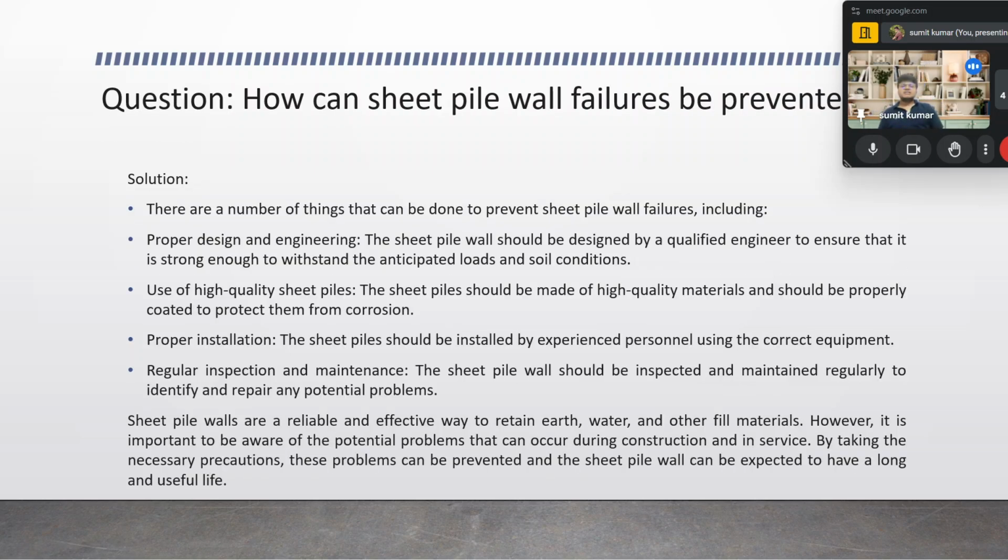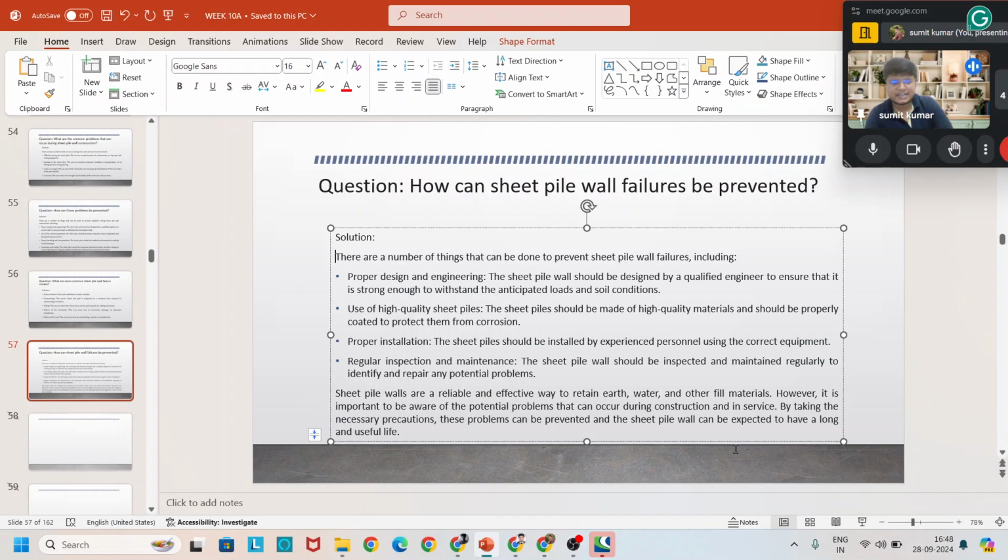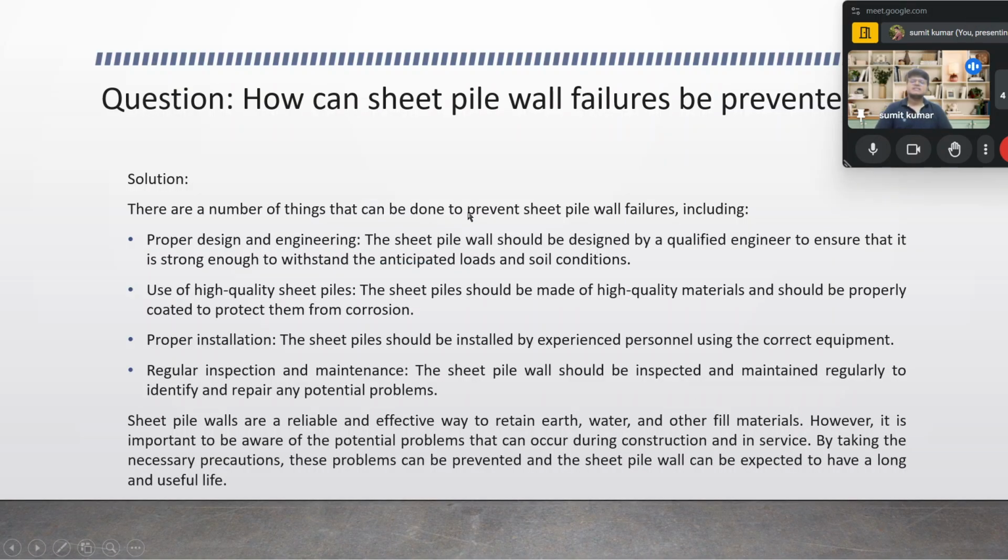Okay. Then our next question: how can sheet pile wall failure be prevented? There are a number of things for that as well. First is proper design engineering. Sheet pile walls should be designed by a qualified engineer. Then, use of high quality sheet piles. The sheet piles should be made of high quality material and properly coated to protect from corrosion.